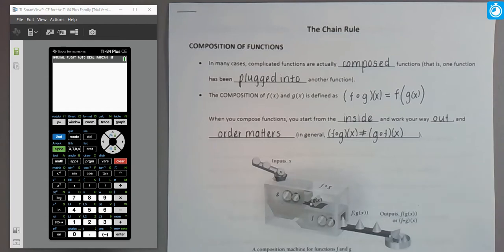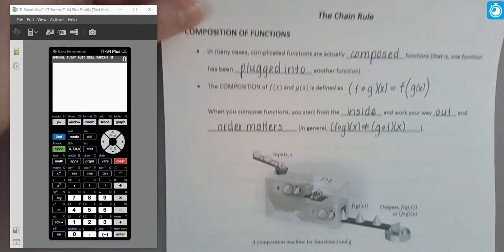Commutativity means you can switch the order and it doesn't change anything. Addition is commutative, multiplication is commutative, subtraction and division are not commutative. You flip the order and it changes things. Composition is also not commutative in general. The order you compose two functions in matters.